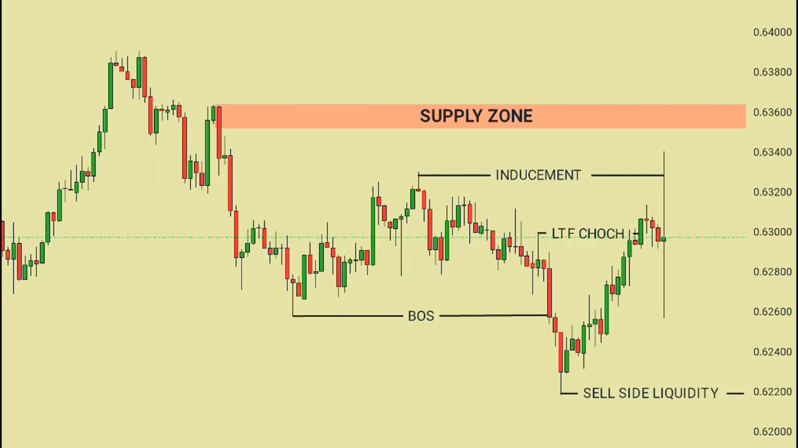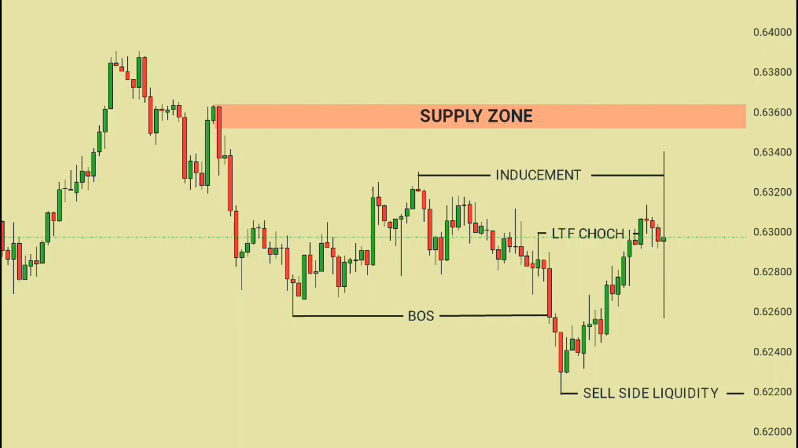The idea is simple. Price returns to the supply zone, sellers enter the market, and then the move continues downward to take the sell-side liquidity resting below these lows. So at this point, the entire setup looks complete. We have structure, momentum shift, inducement, a supply zone, and a clear liquidity target. Everything about this analysis suggests a high probability sell trade.